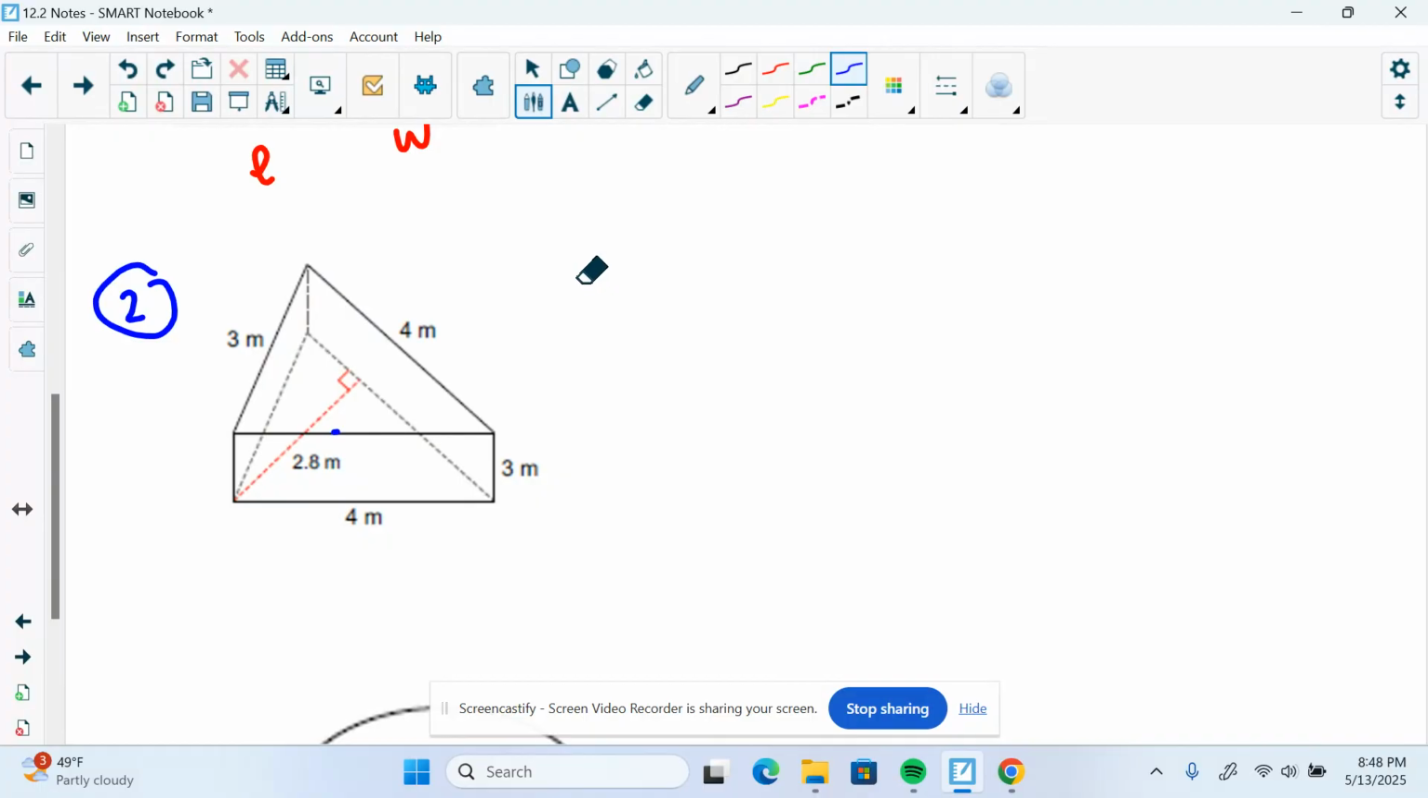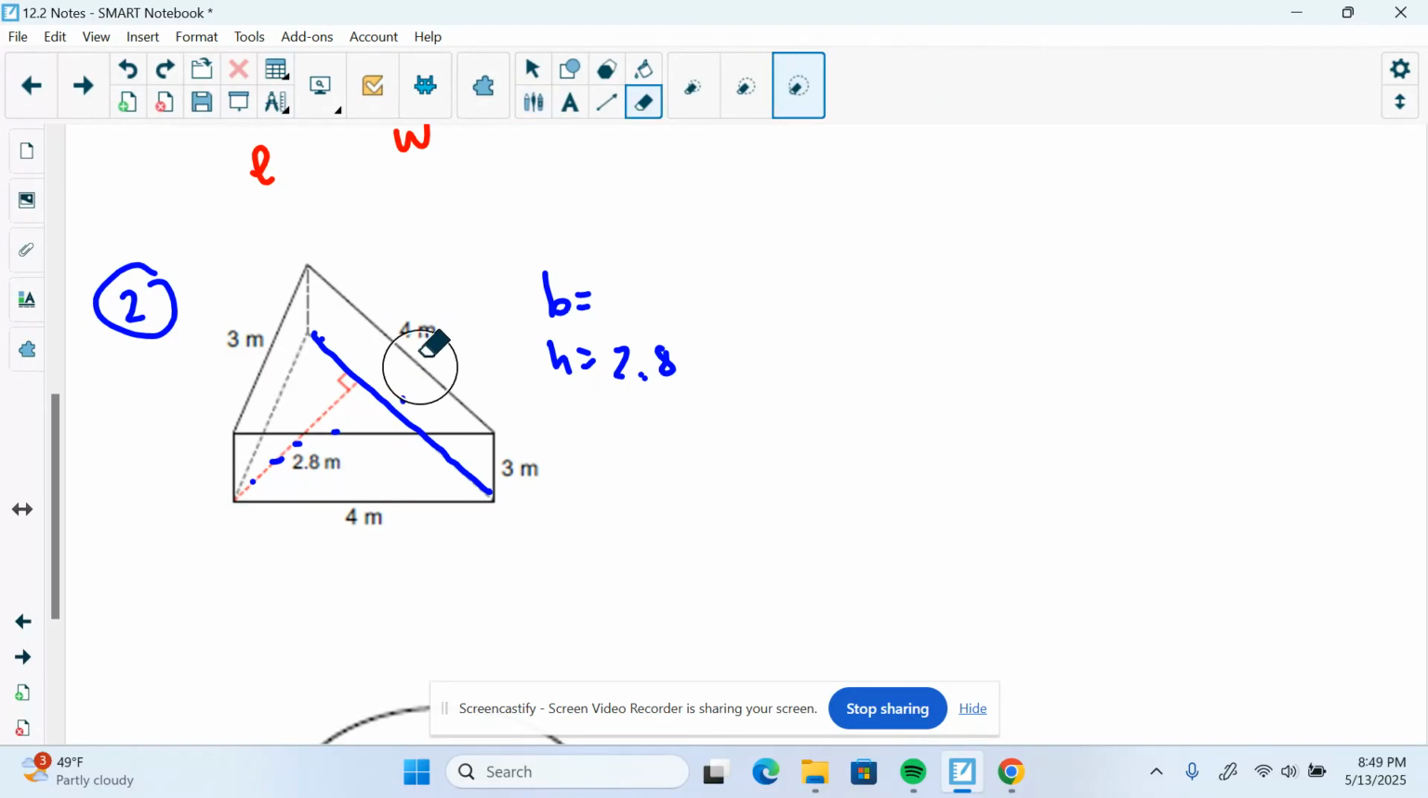So to calculate the volume, I need to identify some things here. So the triangular base has a, whoops, is that a 4? I have to be careful. That's not the one I want. I want this one right here. That's where I've drawn the perpendicular. So the height of the triangular base is 2.8 meters, and that's a, how big is that one? That's a 4. This one up here is a 4. The one below it is also a 4. So that's a 4.